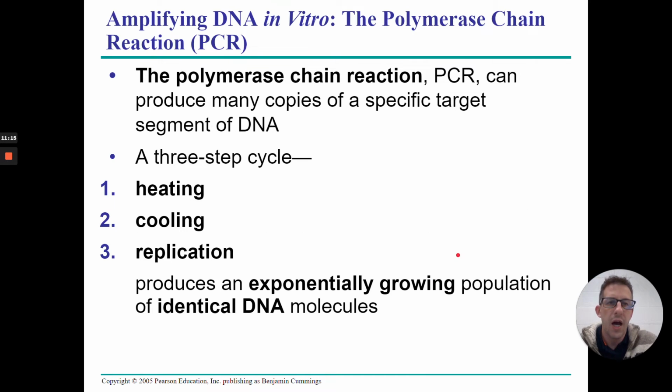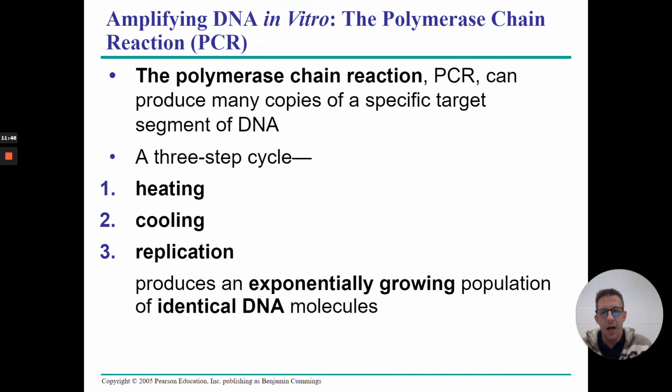Okay. The second little bit of DNA technology that we need to talk about per the College Board is called PCR, polymerase chain reaction. Polymerase chain reaction can produce many copies of a specific target segment of DNA. And this is done in a 3-step cycle. It's actually, if we had a proper machine, we could probably do it here. Those machines are a little bit expensive, but they're about the size of a computer, and you put the stuff in there and they just go.